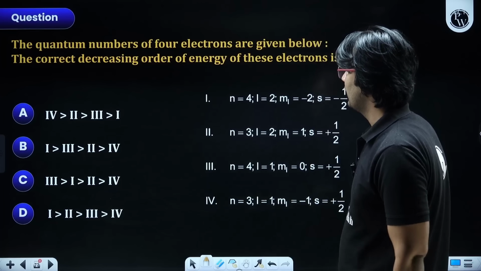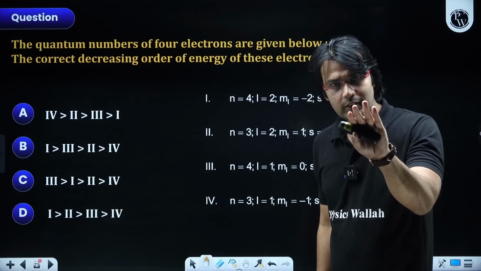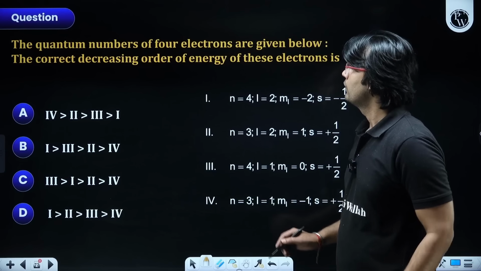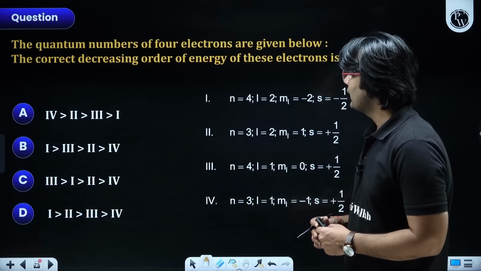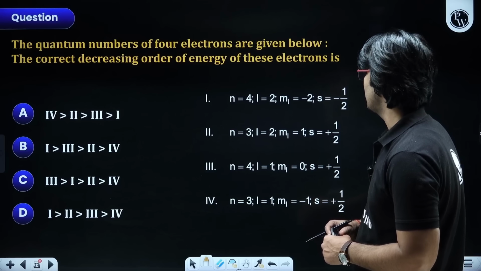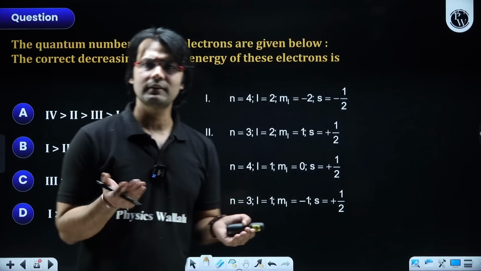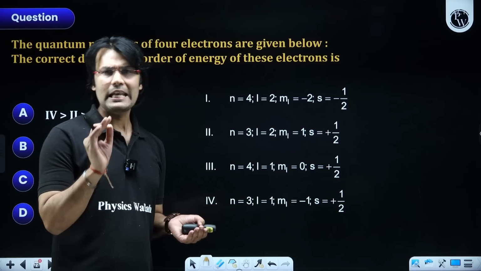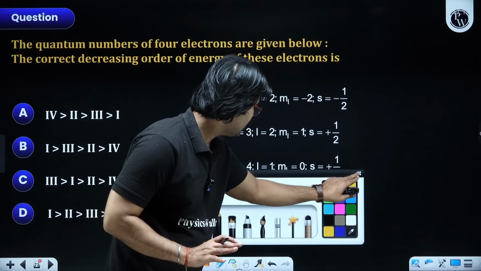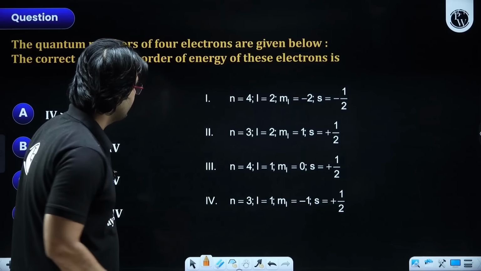The first question is on quantum numbers. If you want to do it on your own, pause this video, solve it, and later match your answers. The question is: the quantum numbers of 4 electrons are given below, what is the correct decreasing order of energy? We just have to compare the energy of the electrons, and their quantum numbers are given. It is a direct question of the n plus l rule.